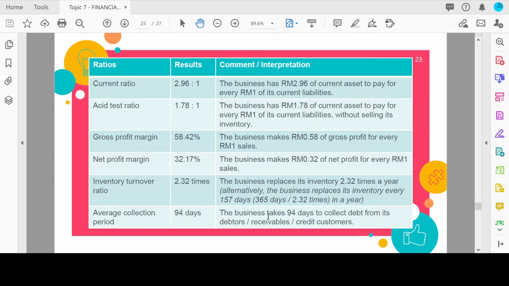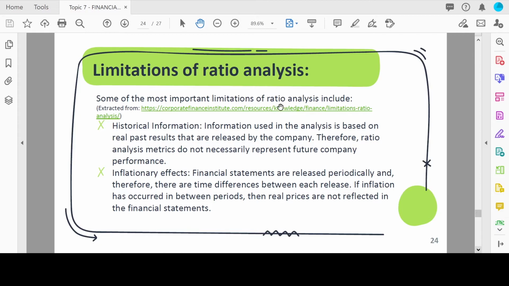If you think the 94 days is very long, then the business needs to do something to improve the situation. Maybe they have to tighten the credit policy. They have to shorten the credit term. So the business may take the necessary action to improve this efficiency ratio, related to inventory turnover and also the average collection period.